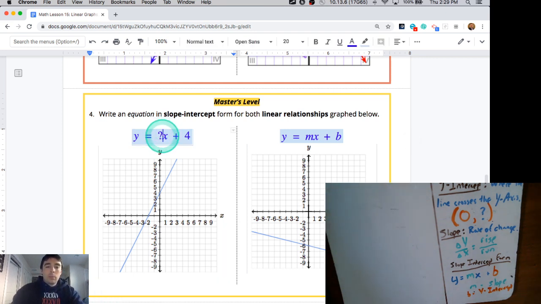So I'll plug in that slope of 2. You could put 2/1 times x, but it's more simplified to just write 2 times x, and you're more likely to see that on Khan Academy or IXL.